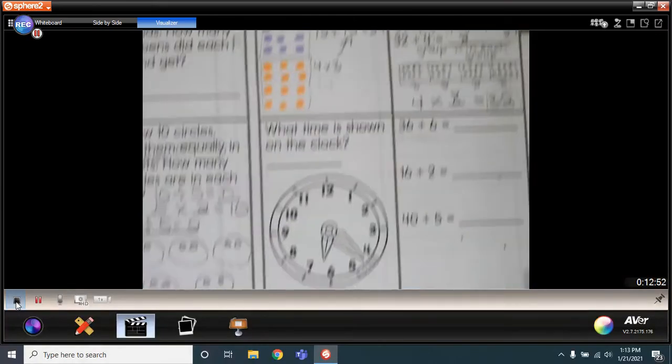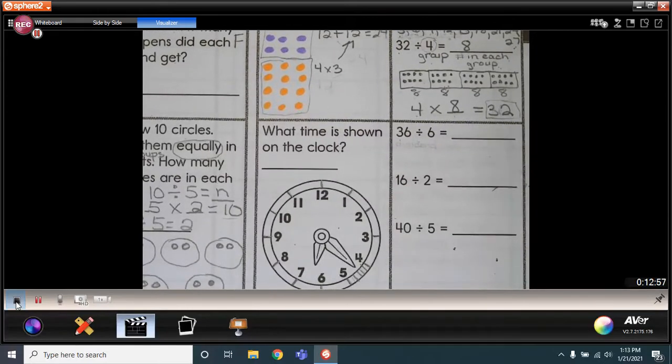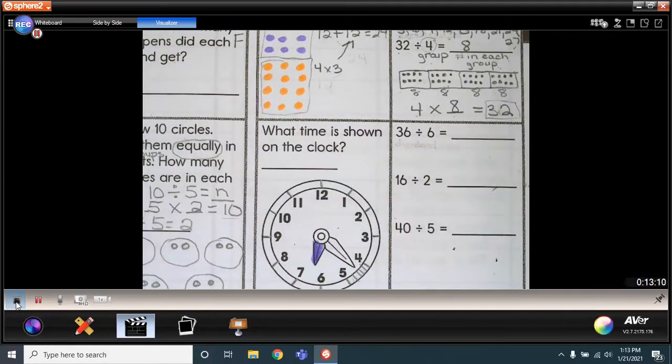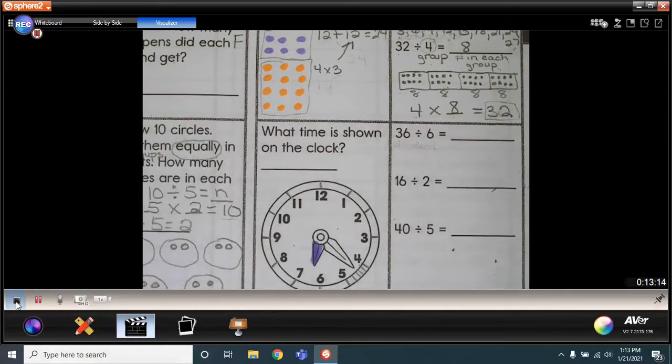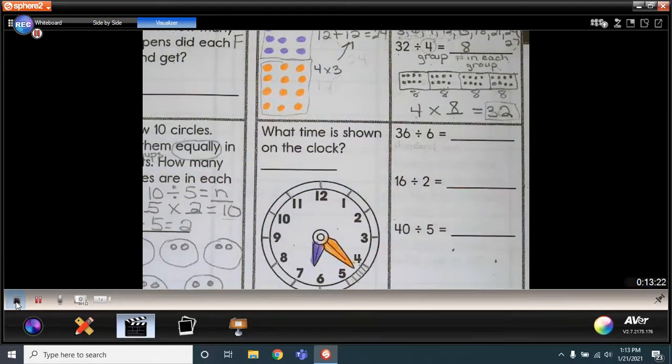So let's take a look at our next problem. What time is shown on the clock? Remember that the hour hand is your shorthand. So the shorthand is your hour hand. So we're just going to highlight the hour hand purple. And the minute hand, we're going to highlight as orange.